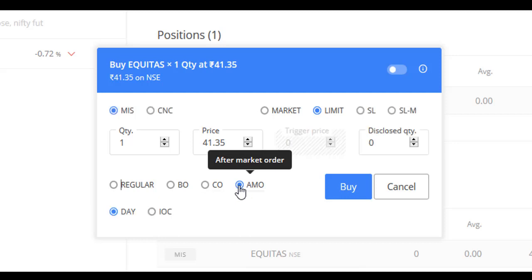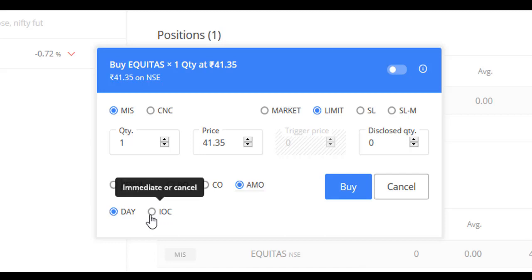And next come after market orders. If you want to place any trades outside the market hours, after the market closes, then you have to go for an after market order. The after market order timings are different, so I have given the details in the description box, you can check it.